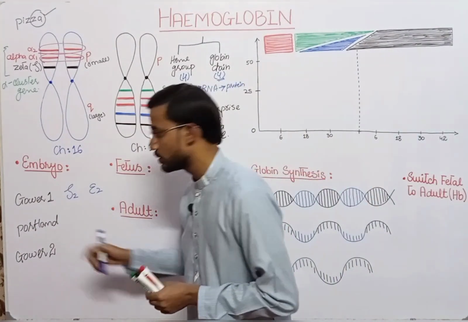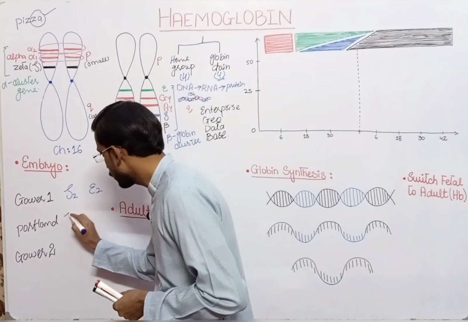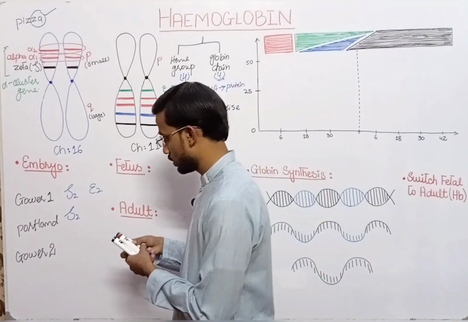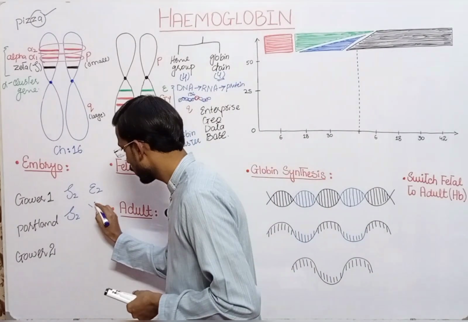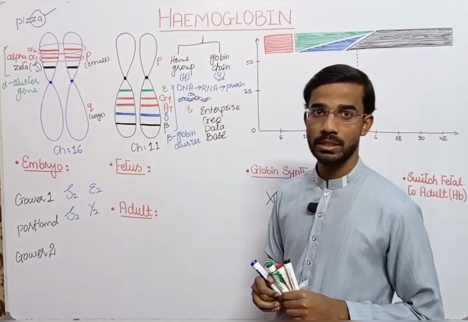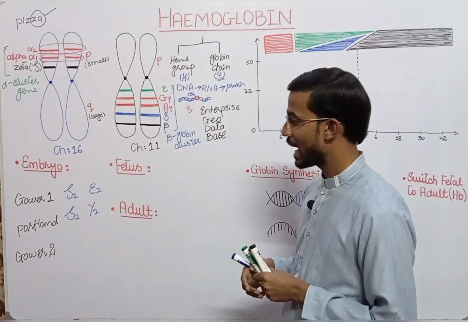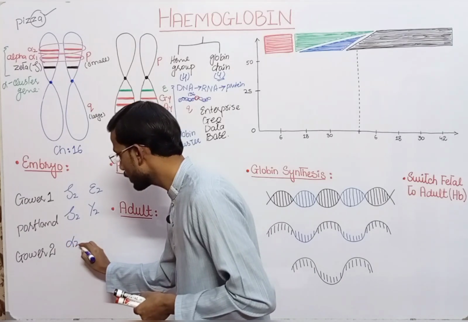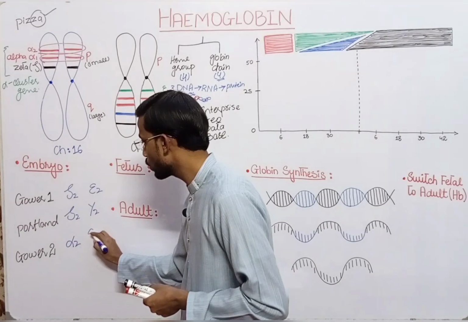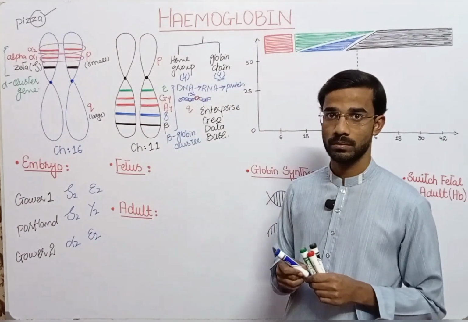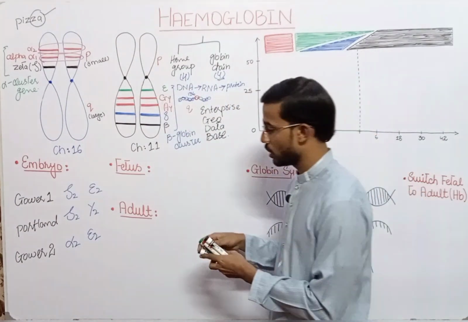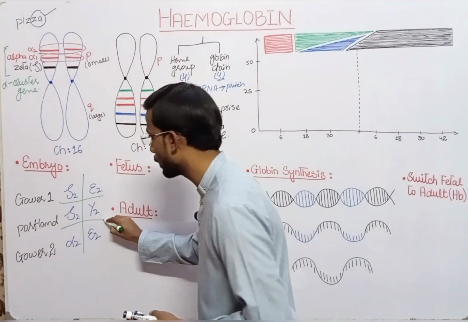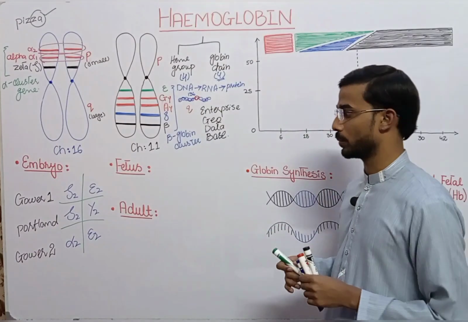In the Portland you will see 2 zeta and 2 gamma globin chains, and in the Gower you will see 2 alpha and 2 epsilon globin chains. So these are basically the 4 types of hemoglobin present in the embryo.